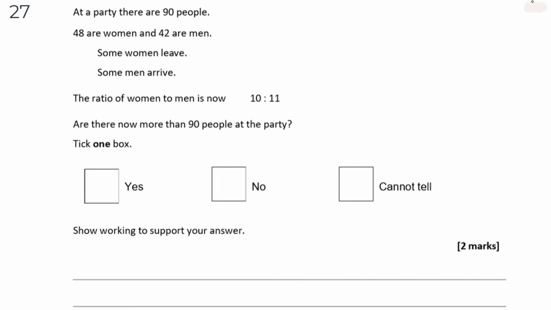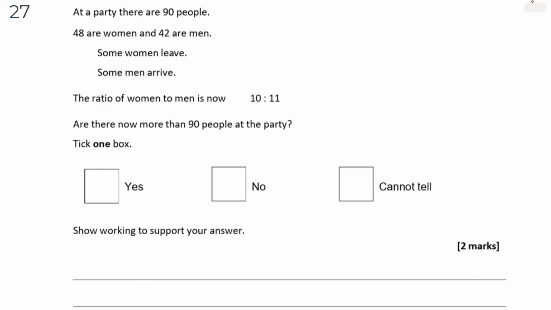At a party, there are 90 people. 48 are women and 42 are men. Some women leave. Some men arrive. The ratio of women to men is now 10 to 11. Are there now more than 90 people at the party? And I can either say yes, no, or cannot tell.